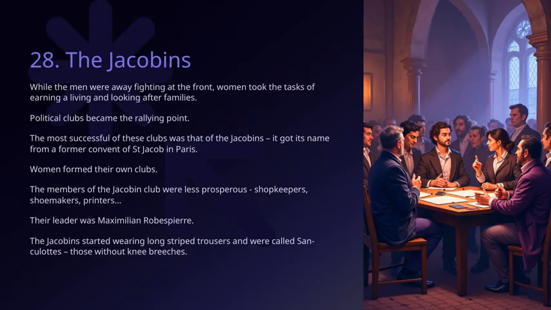One of the most recognizable symbols of the Jacobins and their supporters was their distinctive clothing. They started wearing long striped trousers and became known as sans-culottes, which means those without knee breeches. This attire became a symbol of their identity and their connection to the common people, highlighting their role in the broader revolutionary movement. Overall, these clubs, especially the Jacobins, played a crucial role in shaping the revolutionary spirit and pushing forward the ideas of equality and change that defined this tumultuous period.